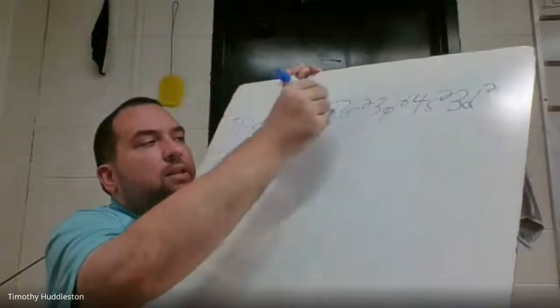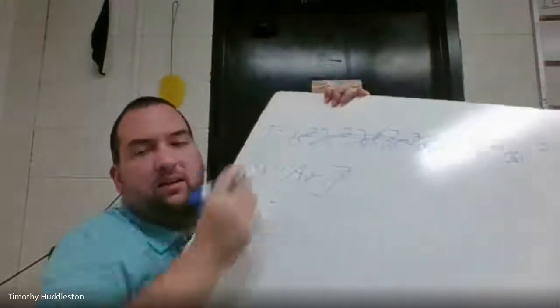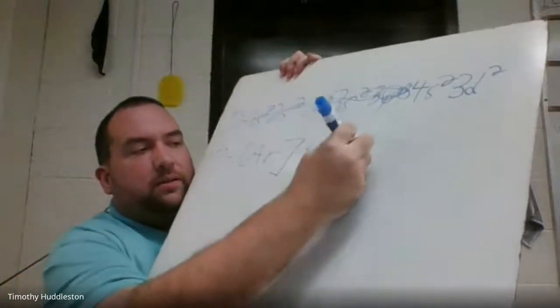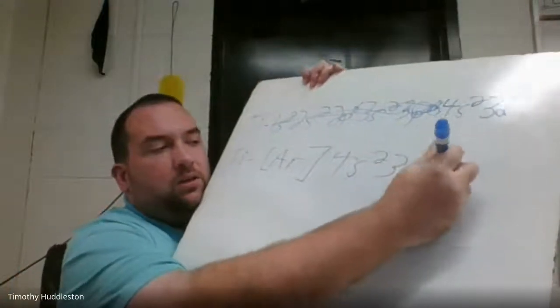So it's like I completely marked out all of that. So I can literally just write the last two. I can say 4s2, 3d2. Okay?